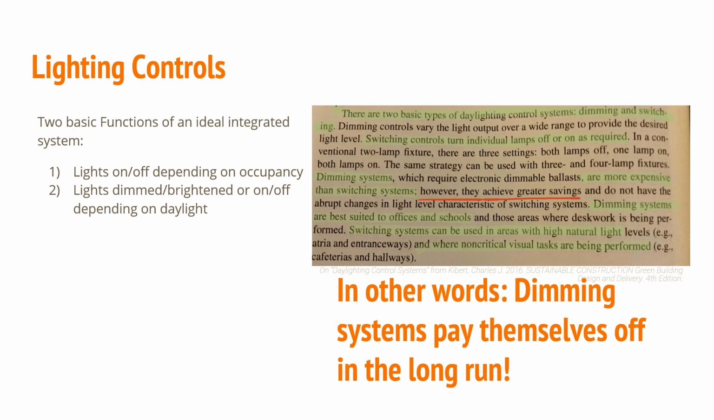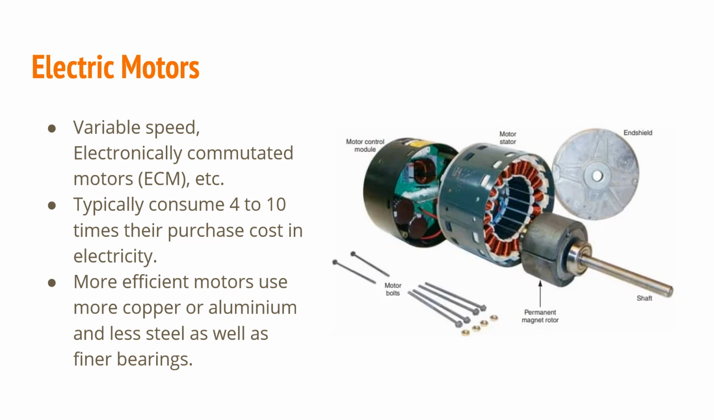There's a little excerpt of a textbook here from Charles Kibbert. But the long and short of it is, dimming systems pay themselves off in the long run, as while there's an initial upfront cost, if we look at that life cycle costing, we'll see that it saves much more money and energy through the energy bill. From there, we have electric motors.